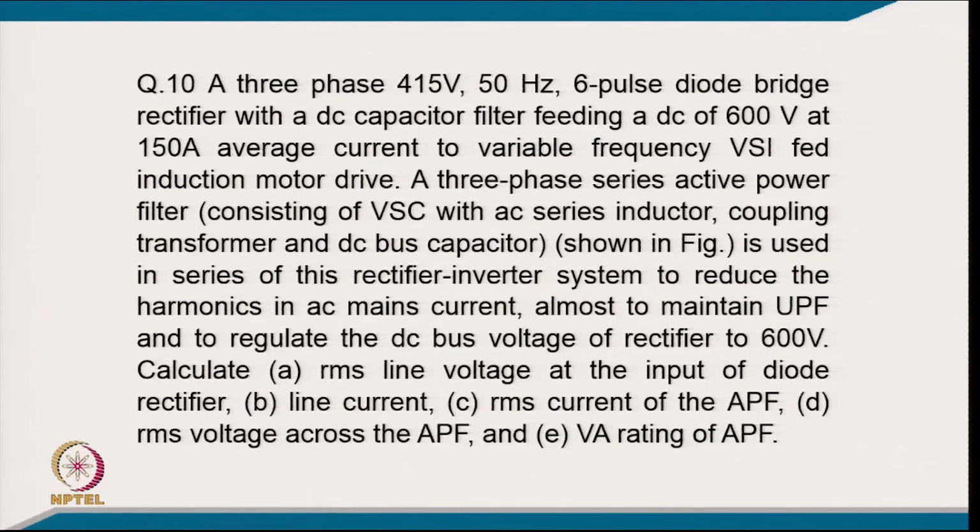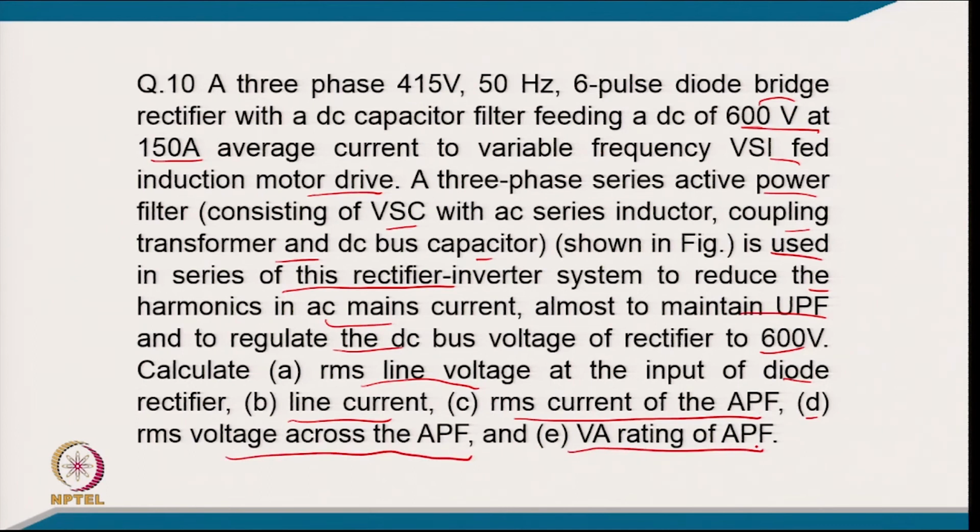Coming to the 10th numerical problem: a 3-phase 415 volt 50 hertz 6 pulse diode bridge rectifier with a DC capacitor filter is feeding a 600 volt, 150 ampere average current to a variable frequency voltage source inverter fed induction motor drive. A 3-phase series active filter consisting of a voltage source converter with AC series inductor, coupling transformer and DC capacitor is used in series with the rectifier inverter system to reduce the harmonics in the AC mains current, to maintain almost unity power factor and to regulate the DC bus voltage of the rectifier to 600 volt. Calculate: A, the RMS line voltage at the input of the diode rectifier; B, line current; C, the RMS current of the series active filter; D, the RMS voltage across the active filter; and E, the kVA rating of the series active filter.